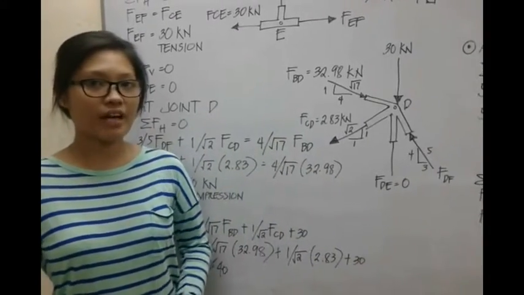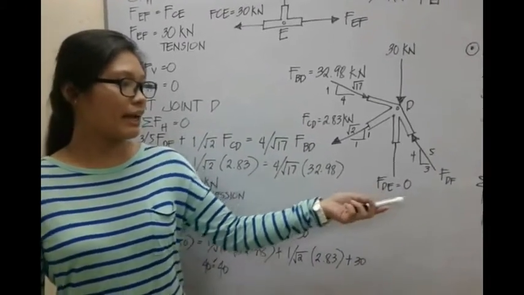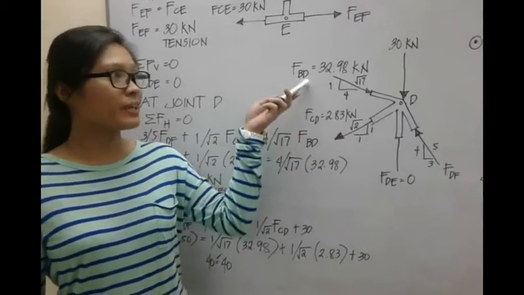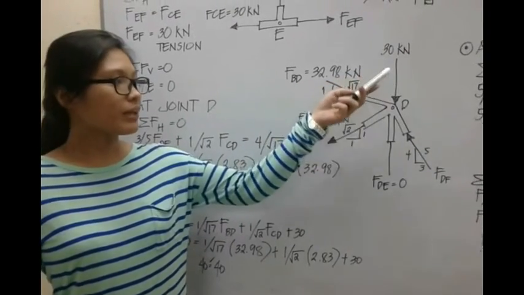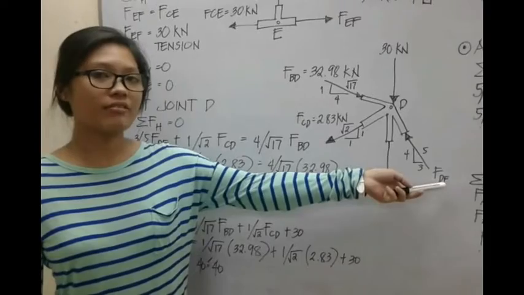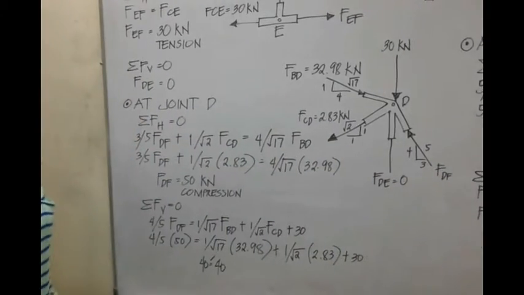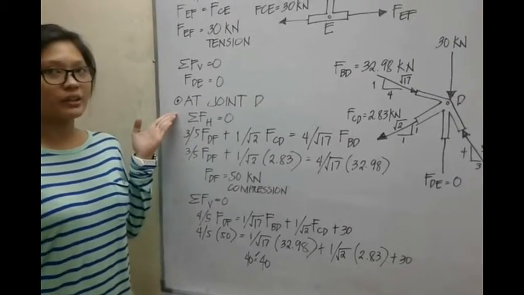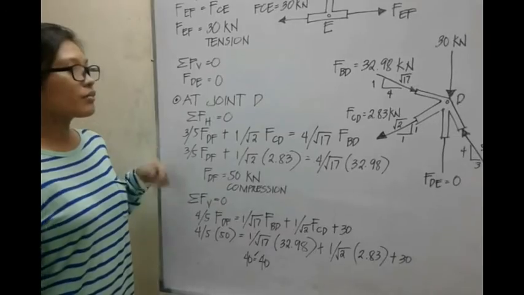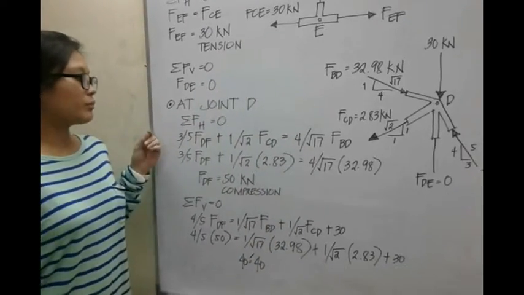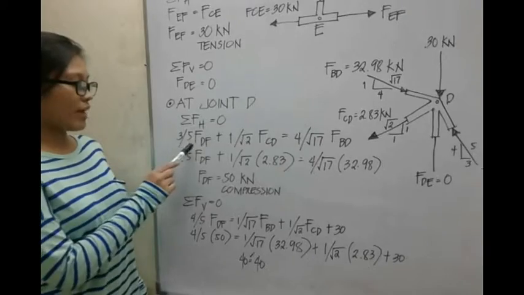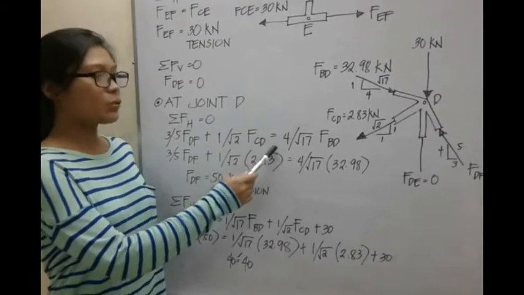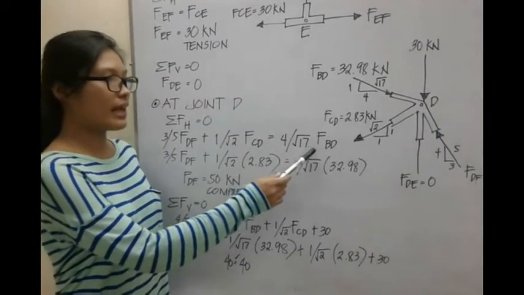As you can see, there are 5 forces acting on it, namely FDE, which is equal to 0, FCD, FBD, 30 kilonewtons, and FDF, which is the value that we would solve for. To obtain the value of FDF, we can use the summation of horizontal forces. From the given distances, we can obtain this equation. 3 over 5 FDF plus 1 over square root of 2 FCD is equal to 4 over square root of 17 FBD.